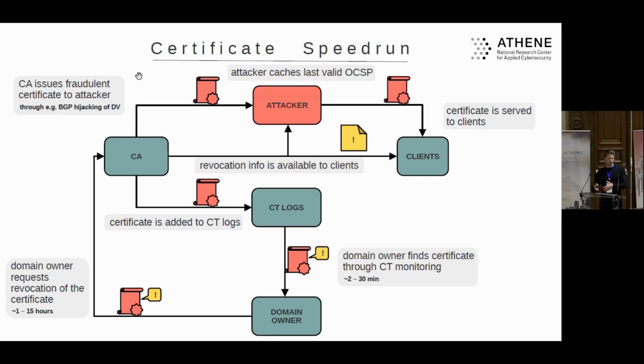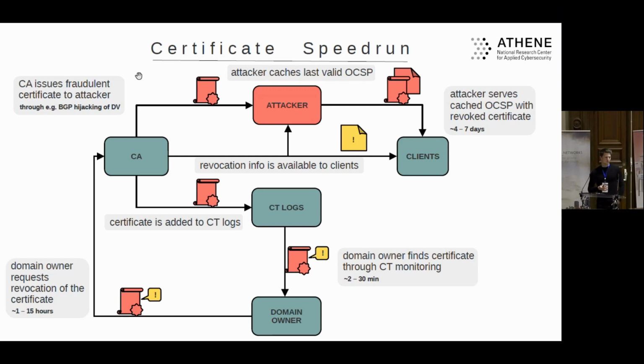Classic OCSP is basically client-driven. So if a client is confronted with a certificate when connecting to a server, they create an out-of-band connection to the CA and ask if this certificate is still valid. With OCSP stapling, this is offloaded to the server. So the server periodically contacts the CA and gets the current status, which is signed by the CA, and can cache this response, and then serve this cached response with the certificate in the TLS handshake.